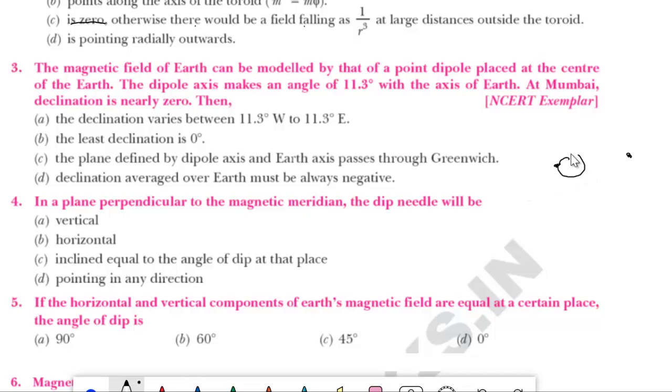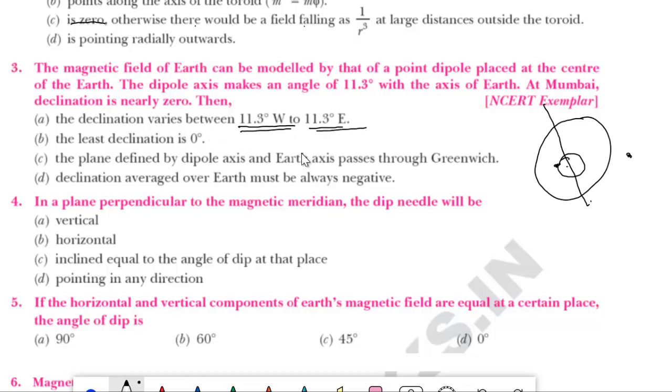Okay, a point dipole placed at the center of the earth. The dipole axis is making an angle of 11.3 degree with the axis of the earth. If this is the actual axis of the earth, and the dipole axis is making an angle of 11.3 degree, then at Mumbai the declination is nearly 0. Then the answer here is, the declination varies between 11.3 degree west to 11.3 degree east.